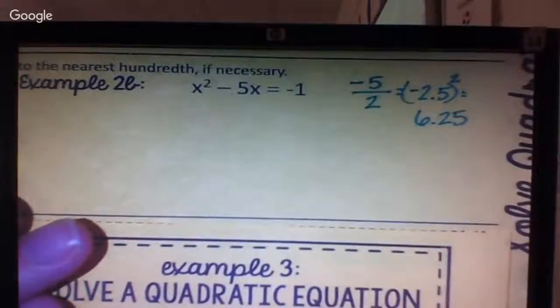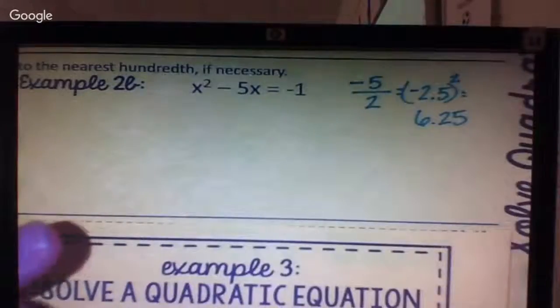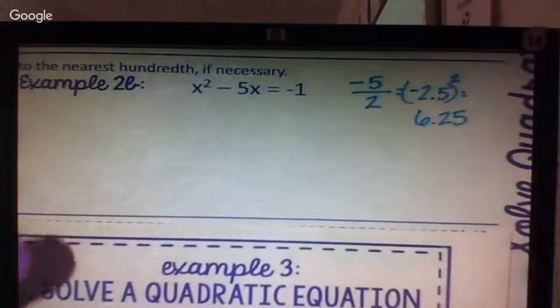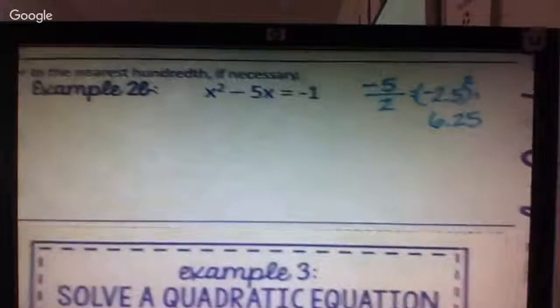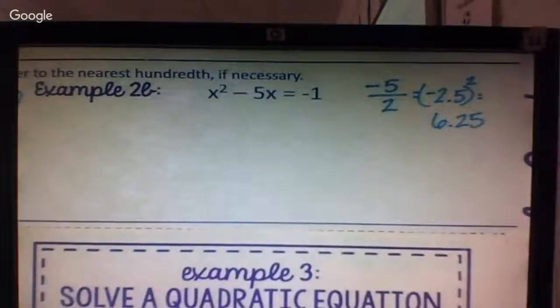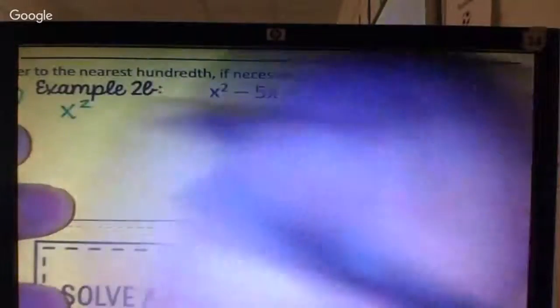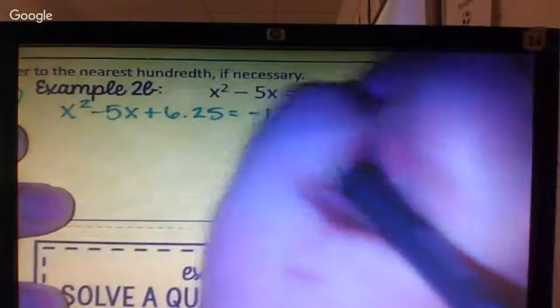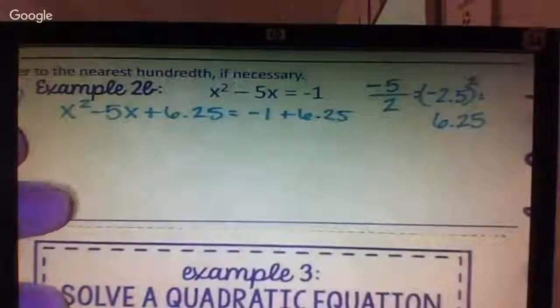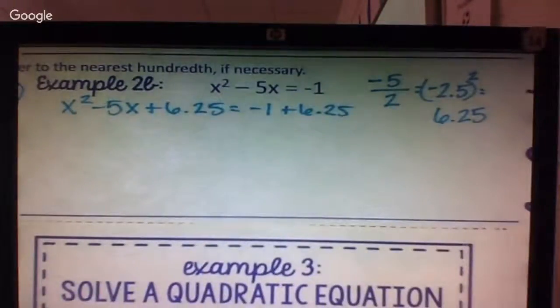Because you didn't put your -2.5 in parentheses, it didn't square your negative. It only squared your 2.5. Remember, anytime you square a negative number, a negative times a negative is a positive. Okay, keep that in mind. So technically, the answer that I got, I add to both sides of the equation, because what I do to one side, I have to do to the other. So we have to add that to both sides.